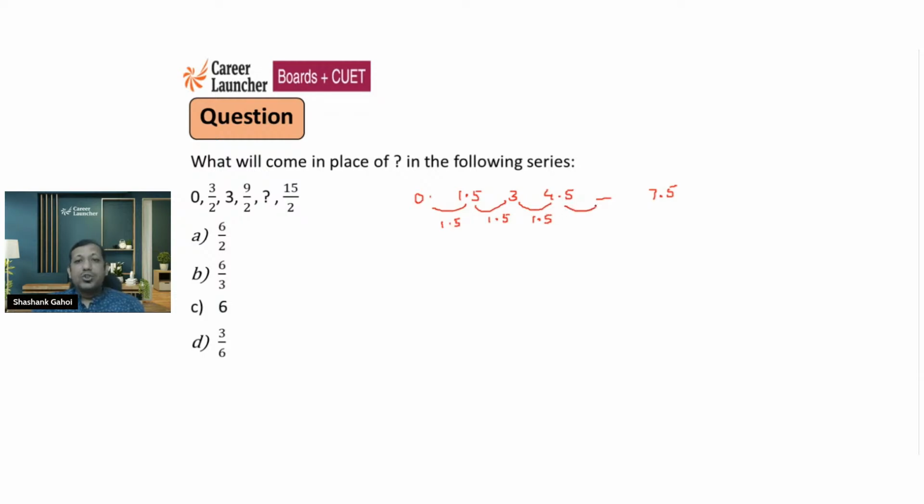The next difference should be what? 1.5. So the next number should be 6. Then again the difference is going to be 1.5. So can we find the missing number over here? That is going to be option C. That is going to be 6. Okay.